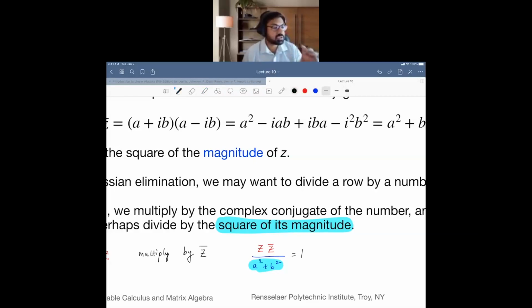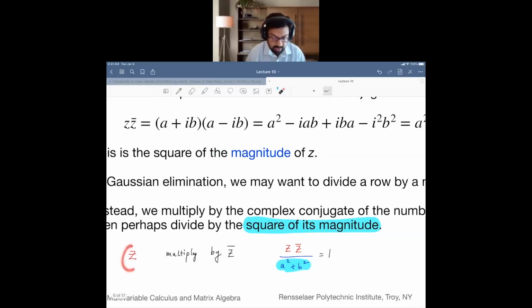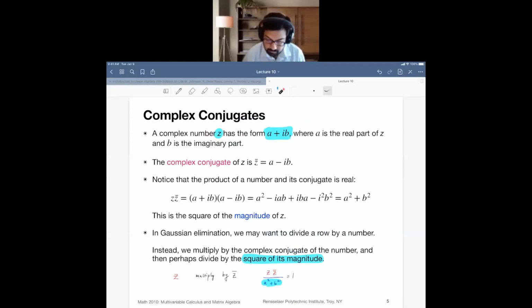So suppose there was a particular leading variable, you wanted to force it to be a 1, then you can use this strategy to force it to be a 1, right? All you have to do is take that complex number, multiply it by the conjugate, and then divide it by the square of the magnitude of that particular complex number. You get a 1. So you can turn a complex entry in a matrix into a 1 by using this strategy. All right, let's move on here.